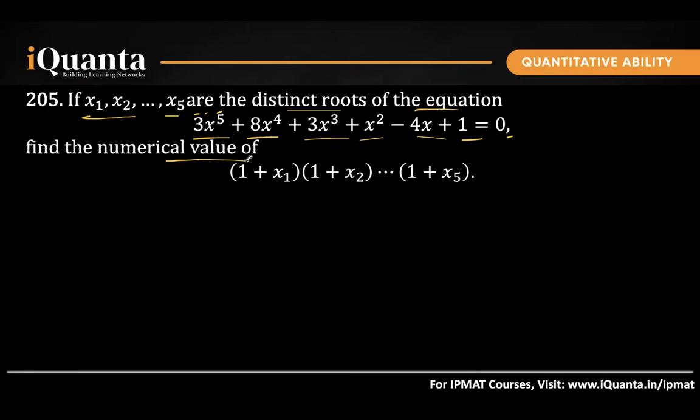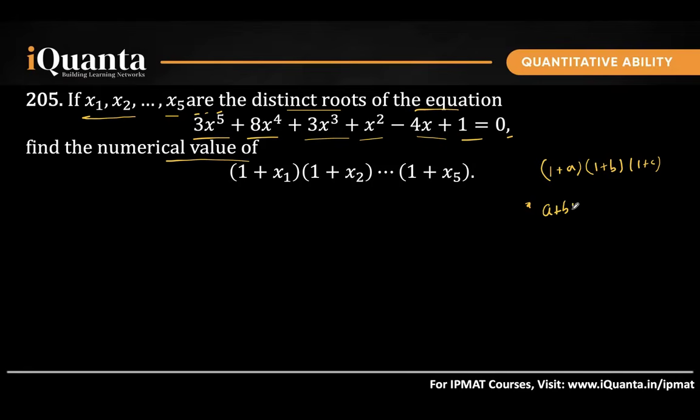It wants us to calculate the numerical value of this: 1 plus x1 into 1 plus x2 into 1 plus x3 up till 1 plus x5. So just take a smaller product. Let's suppose I ask you to tell me the value of 1 plus a, 1 plus b, 1 plus c. So what do I get?